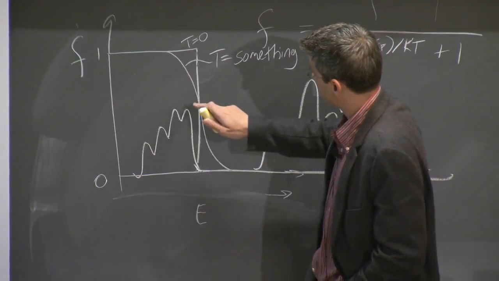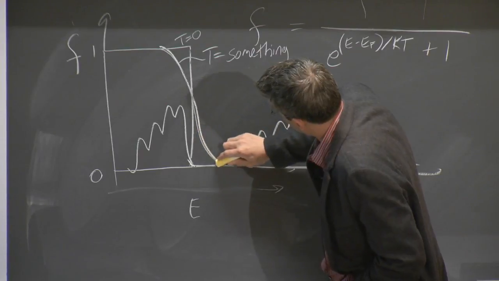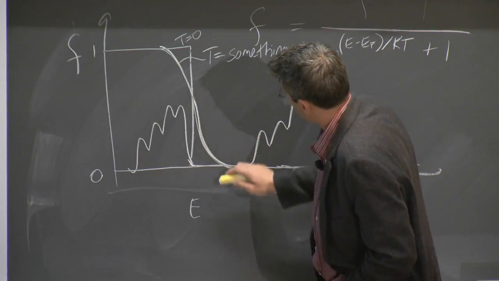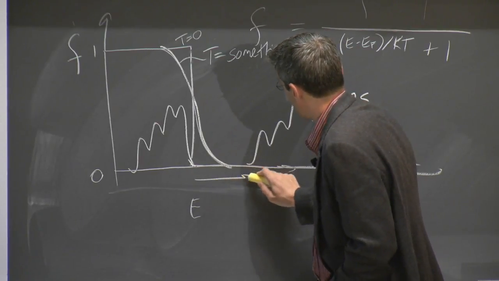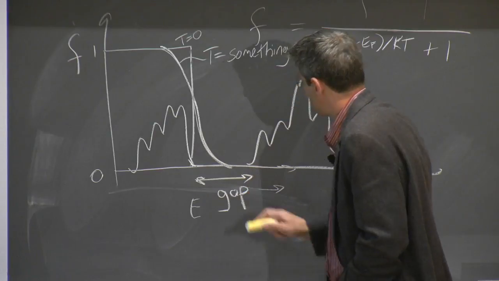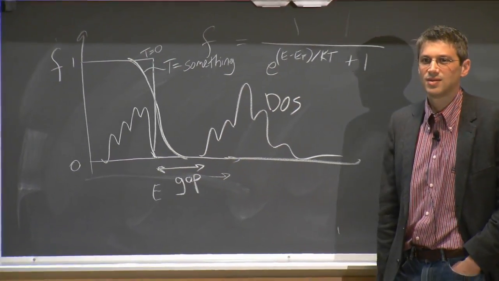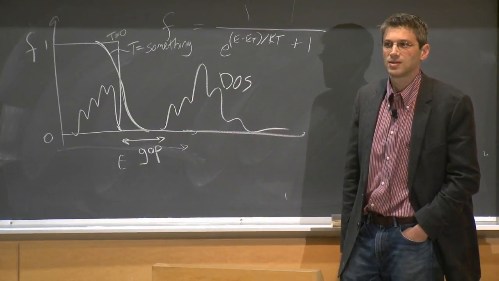So here's my Fermi function. I'm at room temperature, and this is my distribution of electrons. Here's the, this is the gap. Tell me what's going on here. Somebody explain this to me.